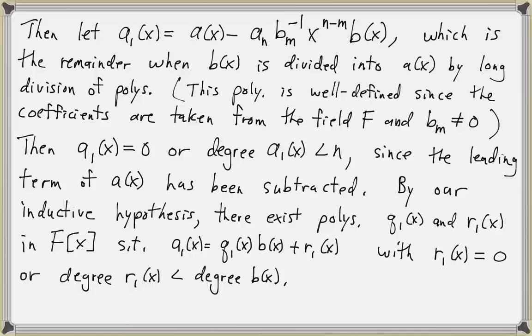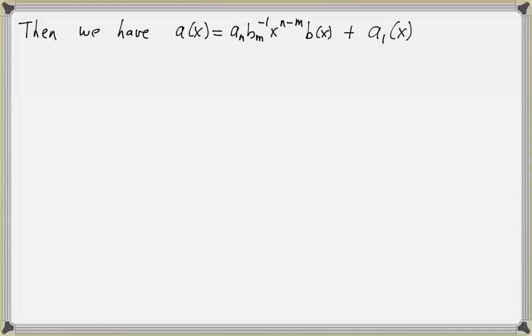So then I'm going to make a substitution using this division algorithm. From the definition of A1 of X, we have that A of X can actually be written as a sub n times b sub m inverse x to the n minus m B of X plus A1 of X, and then I'm going to make a substitution here. I'm going to write A1 of X using the division algorithm. This is going to be Q1 of X times B of X plus R1 of X.